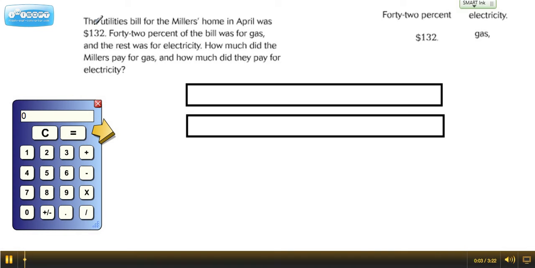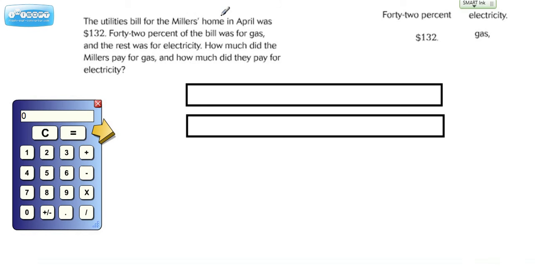Everybody, Miss Dietrich here. The utilities bill for the Miller's home in April was $132. 42% of the bill was for gas, and the rest was for electricity. How much did the Millers pay for gas, and how much did they pay for electricity?